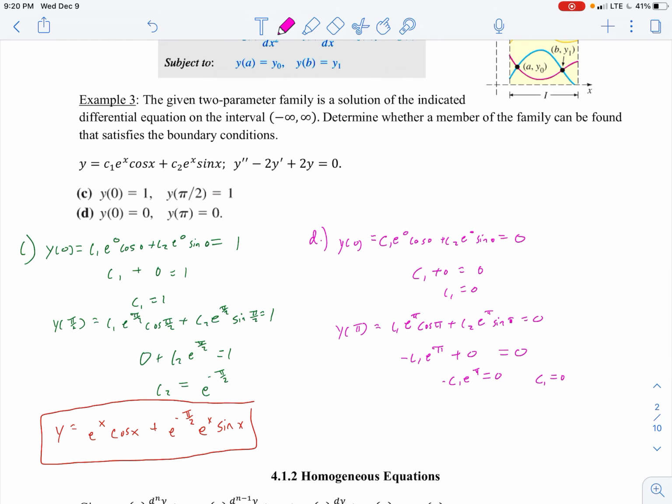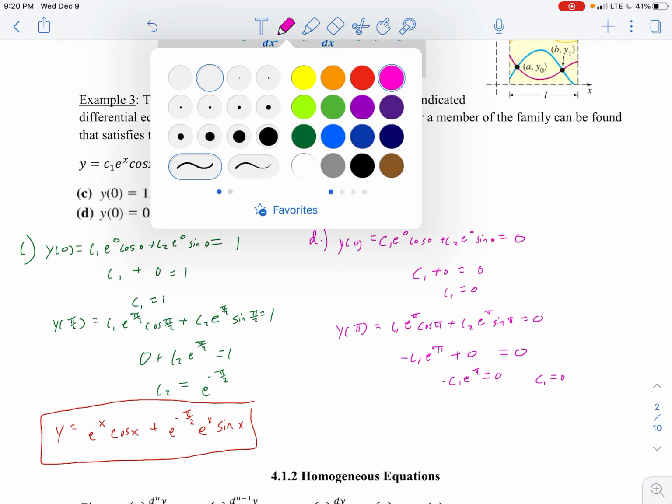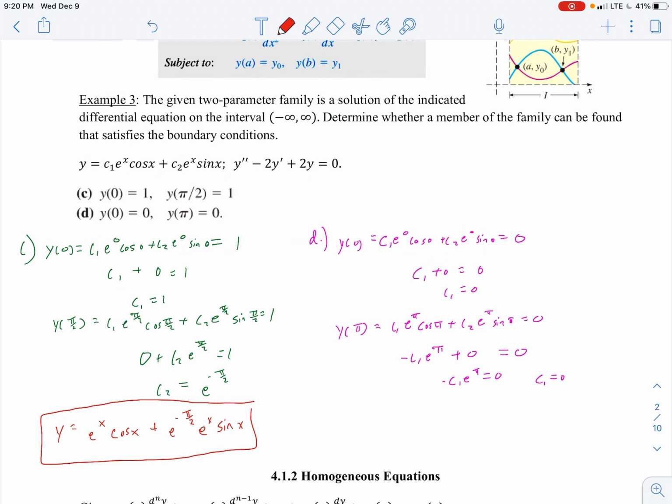So when we write out our solution for D, we're going to say y is equal to, if c sub 1 is 0, that whole first term is not there. So we just say c sub 2 e to the x sine x, where c sub 2 can be any real number. So here we have an infinite amount of solutions.